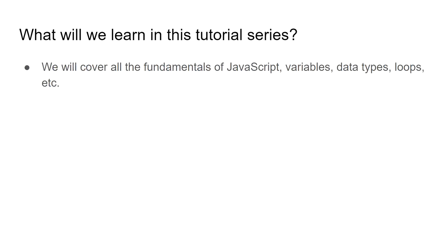So what will we be learning in this series? We'll be covering all the basics together. So we'll be learning about how to use the console, variables, the different data types in JavaScript, so strings, boolean, numbers, arrays, objects, etc., loops, part of control flow. So that's what we have to look forward to in this tutorial series. So let's begin our journey together.